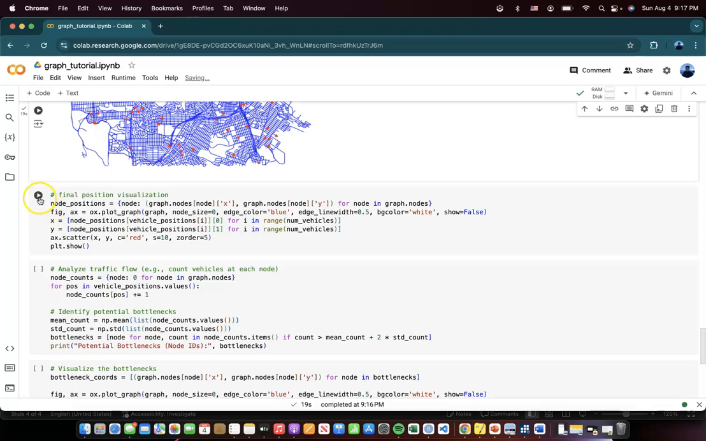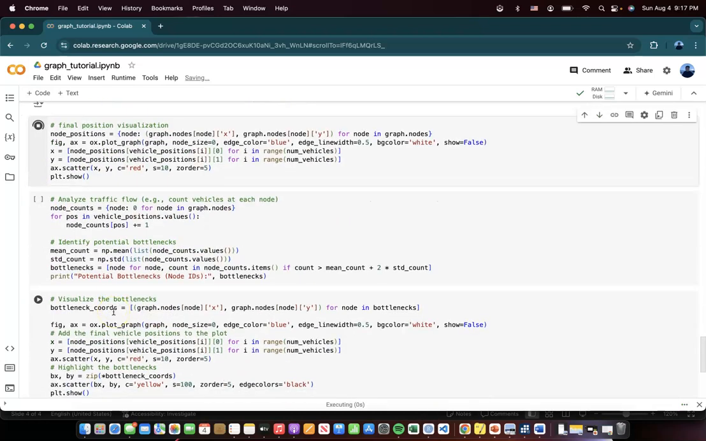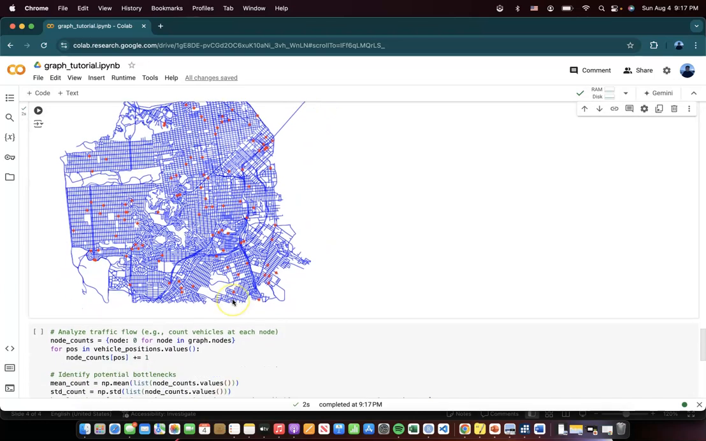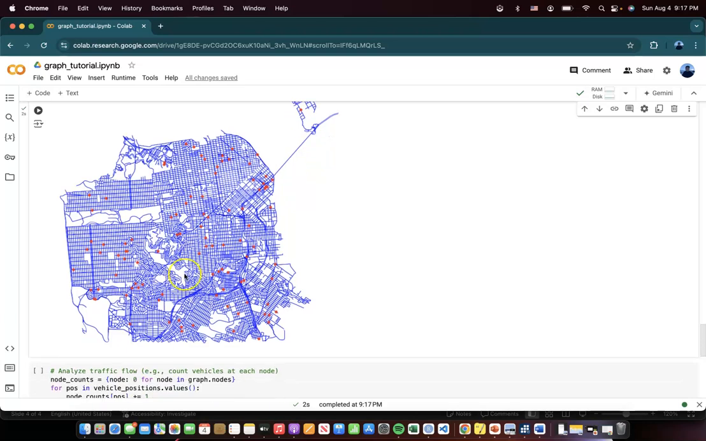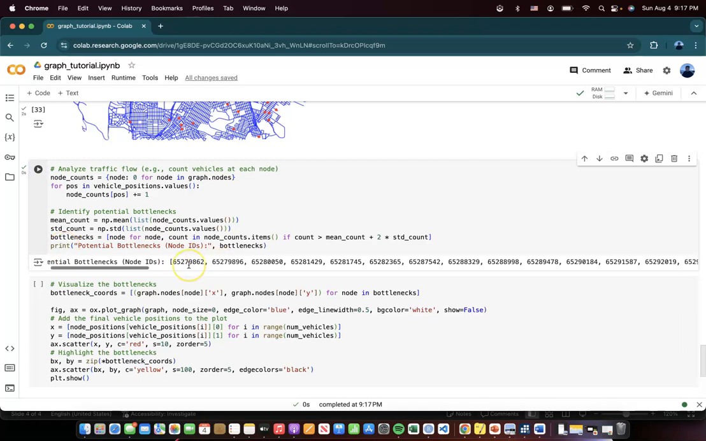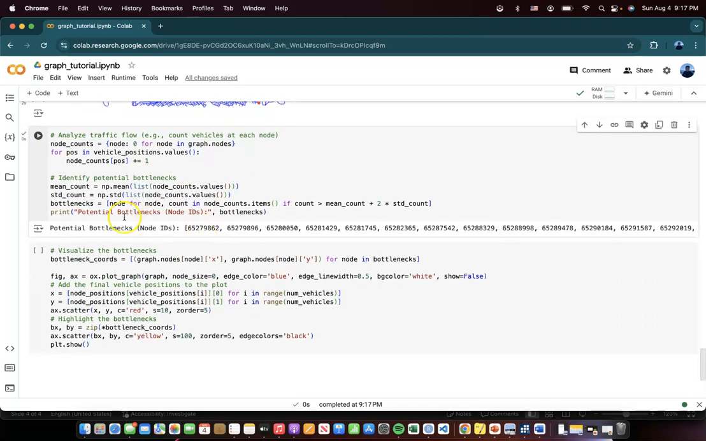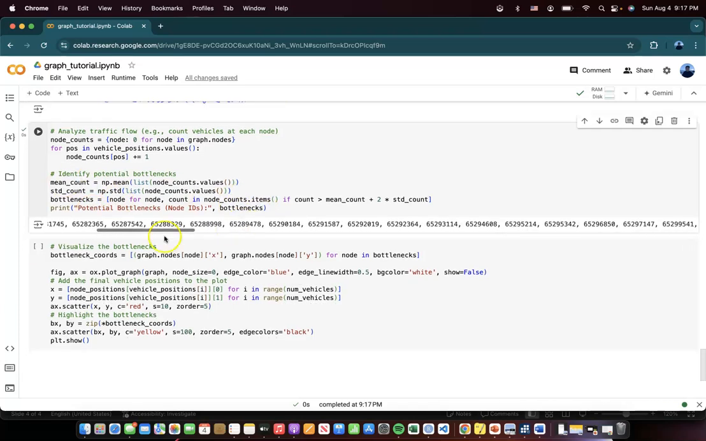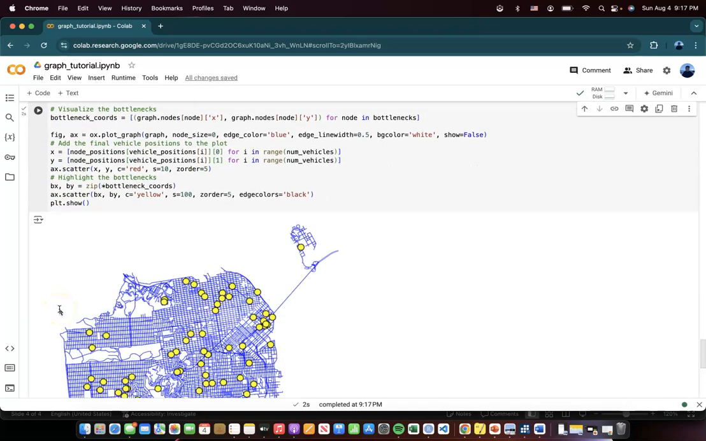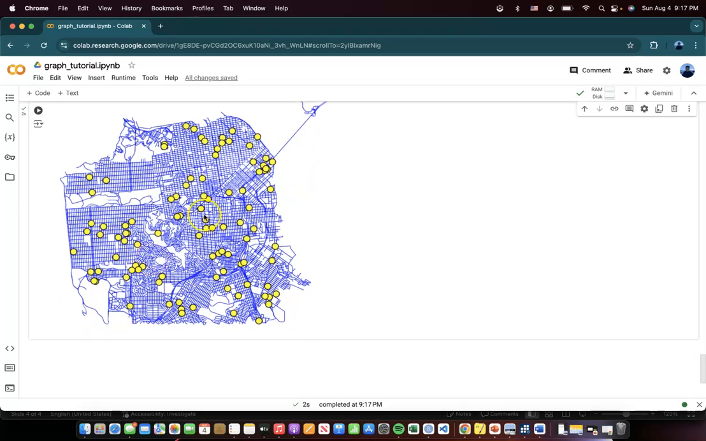Now let's take a look at the final position of each vehicle. So this is it right here. Here's the position of the final vehicles. And now we can do some analysis. So we can count the vehicles at each node, and we can also identify the potential bottlenecks. And so we can also print this and show where exactly the bottlenecks of traffic are.